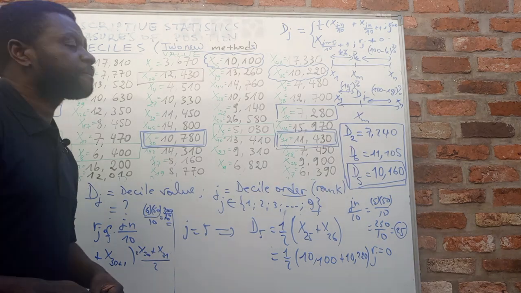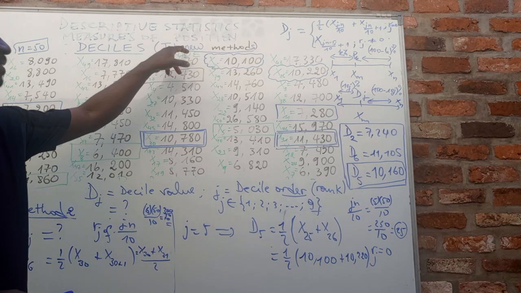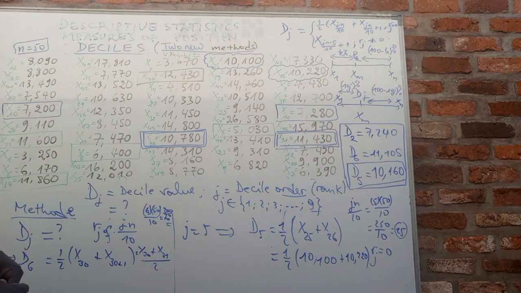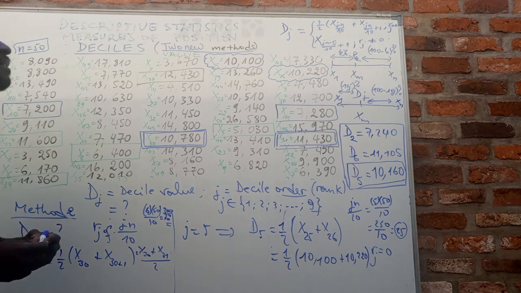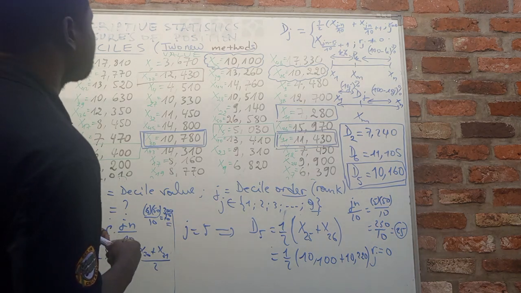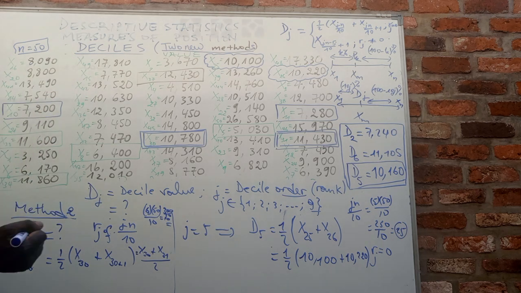Okay. Now, these are the two methods, the new method that I was talking about at the beginning of this video. So these are the two methods, and then next time, what are we going to talk about? Next time, we're gonna be talking about, again, measures of position in descriptive statistics, and it will be quartile.